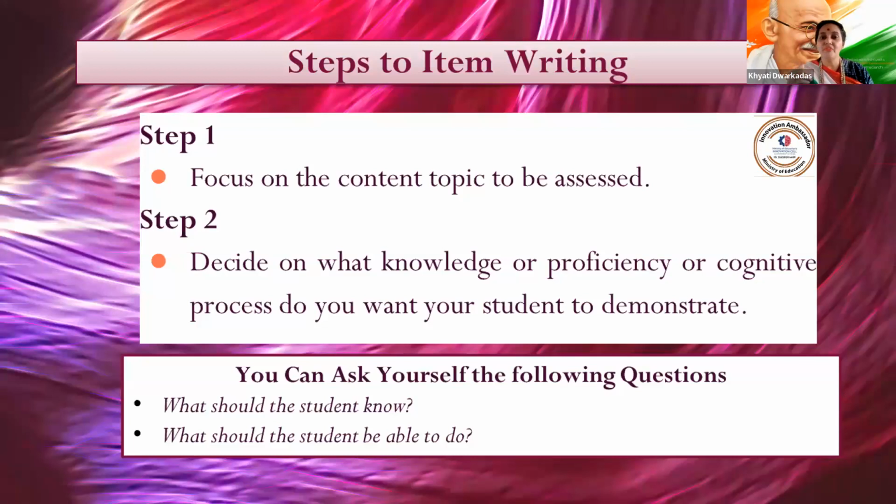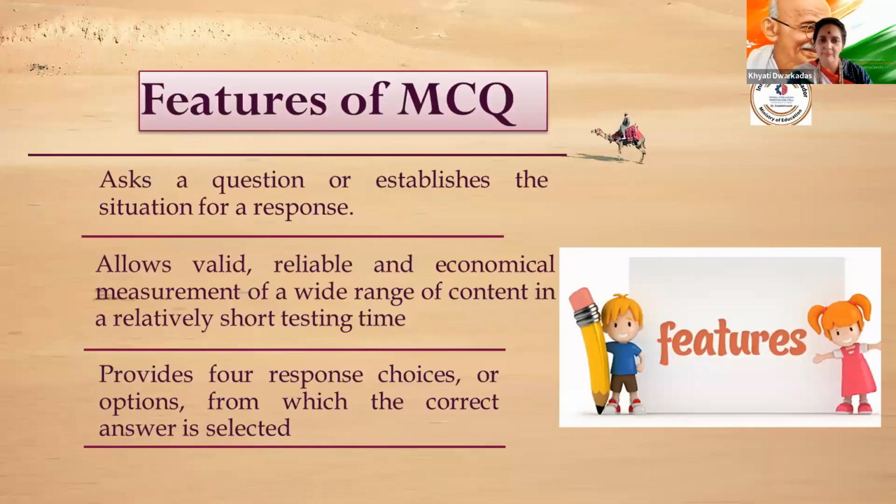What are the steps to efficient item writing? Focus on the content to be assessed and decide what knowledge or proficiency or cognitive process you want your student to demonstrate. So like I told you earlier, what do I want to test and what do I want my student to know? What should the student know? What should the student be able to do? There are simple questions and they make a big difference in the life of our students. Items we normally associate with MCQ. So I will deal with MCQ.